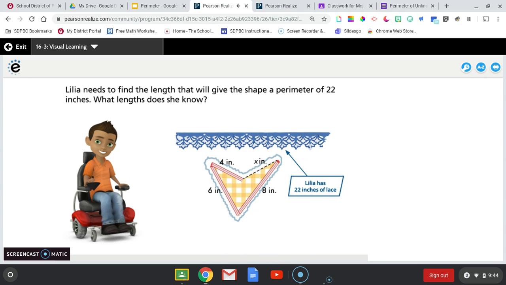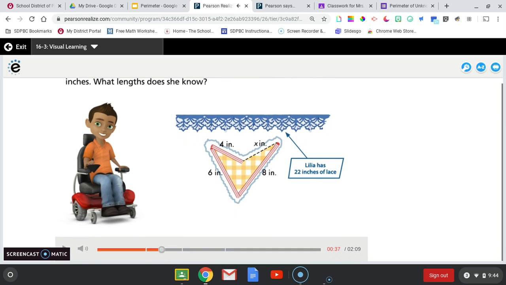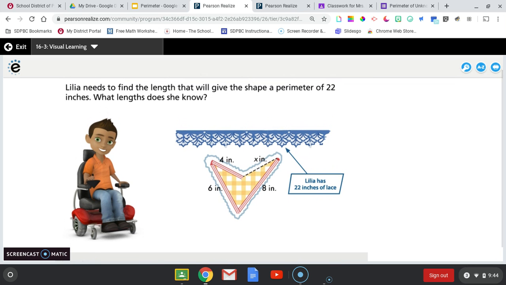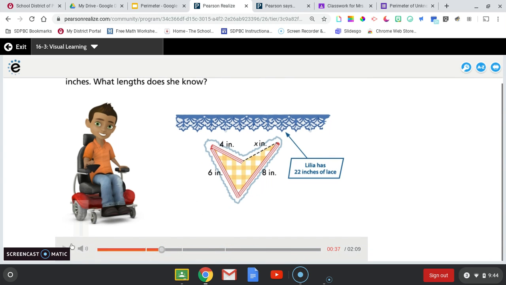What lengths does she know? Okay, well, the reason that she needs to find a shape that has the perimeter of 22 is because that's how much lace she has. And it tells us that Lilia has 22 inches of lace. It's telling us the total perimeter is 22. We know that this side is 6 inches, we know that this side is 8 inches, and we know that this side is 4 inches. We do not know this one. That's why it has an X.